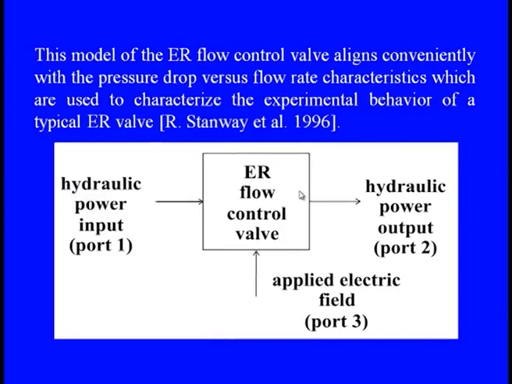We can simply make a characteristic between the pressure drop and the corresponding flow rate. As exhibited in one of the papers, Stanway in 1996, we can see that we have port 1 where the hydraulic power input is applied, at port 2 the hydraulic power output, and at port 3 the applied electric field. So the entire electric field control valve mechanism can work together under these three ports.